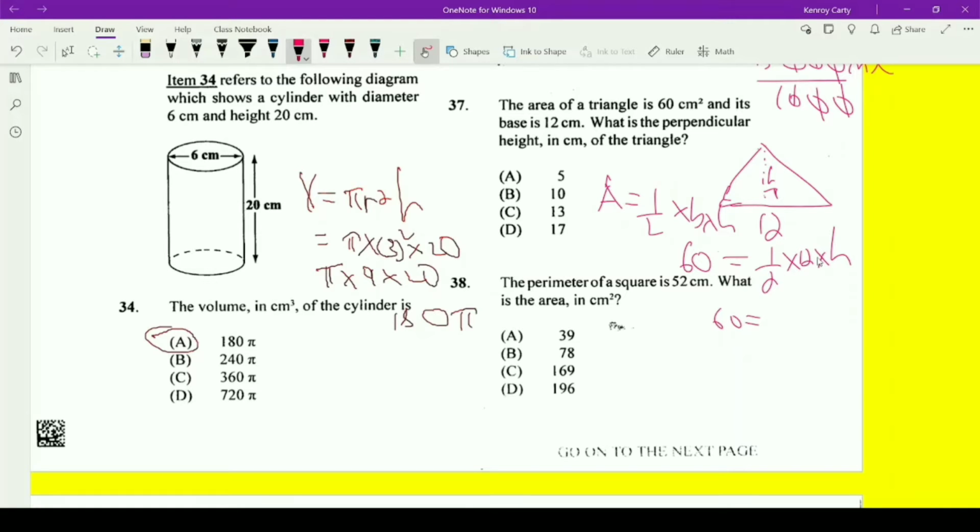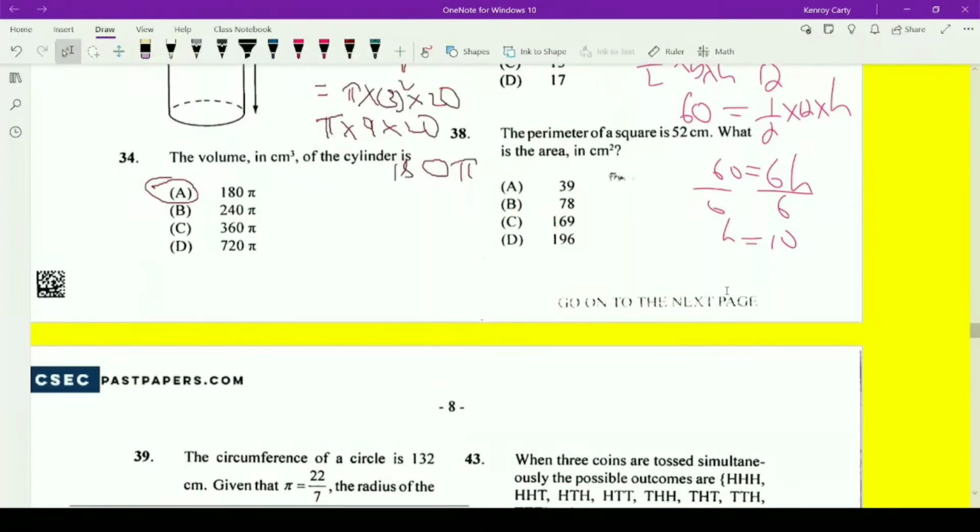Now 60 equal a half of 12 is going to give me 6. So we have 6h. Now how do I get h? It's like solving an equation. We need to get rid of the 6. So we divide both sides by 6. So the height becomes 10. So the height is 10 centimeters. Alright, always remember your unit, especially in paper 2. Alright, let's take this down some more.